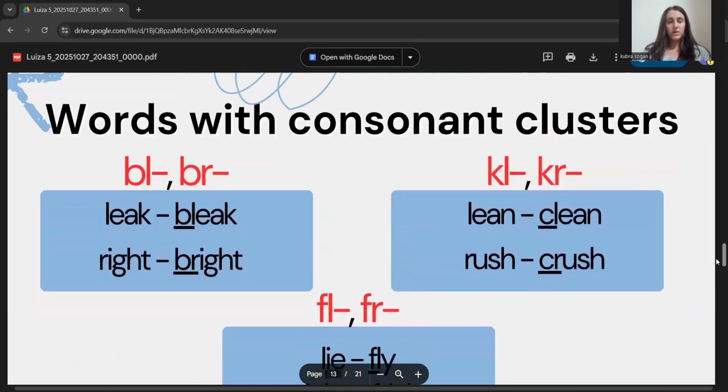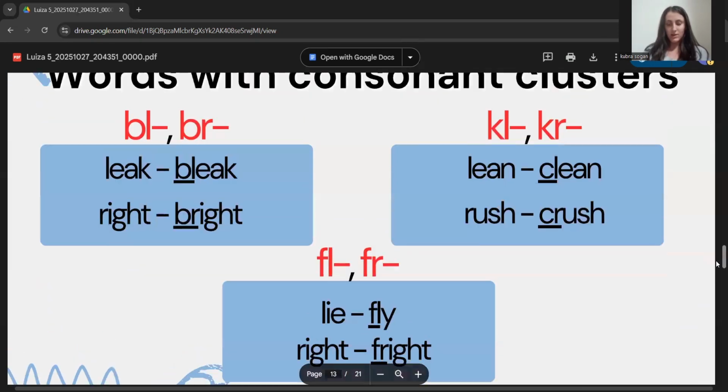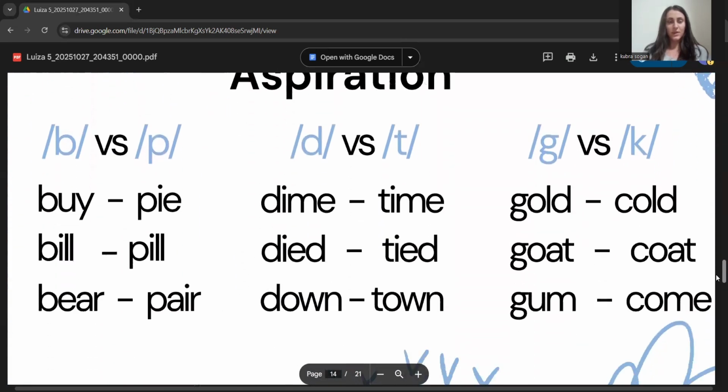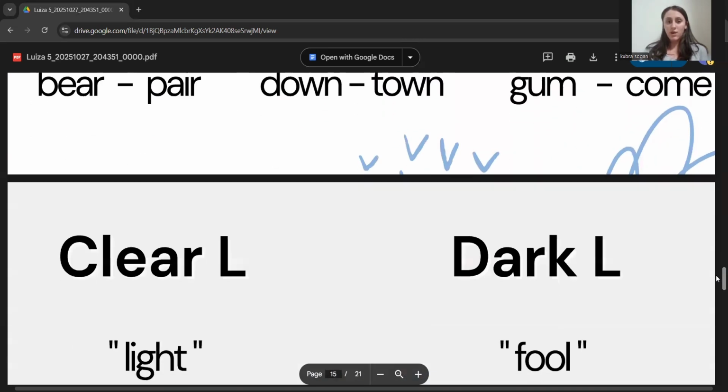So words with consonant clusters: leak, bleak, right, bright, lean, clean, rush, crush, and lie, fly, and right and fright. And words with aspiration: buy, pie, bill, pill, beer, pear, dime, time, die, tight, downtown, gold, colt, goat, coat, and gum, come.